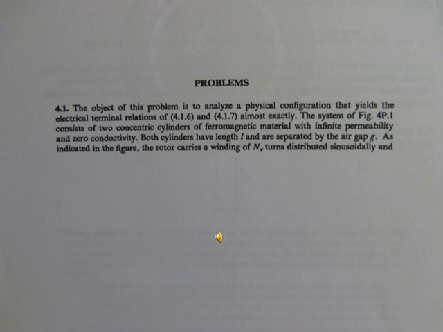The system of the figure consists of two concentric cylinders of ferromagnetic material with infinite permeability and zero conductivity. Both cylinders have length L and are separated by an air gap G. As indicated in the figure, the rotor carries a winding of NR turns distributed sinusoidally and having negligible radial thickness. The stator carries a winding of NS turns distributed sinusoidally and having negligible radial thickness.